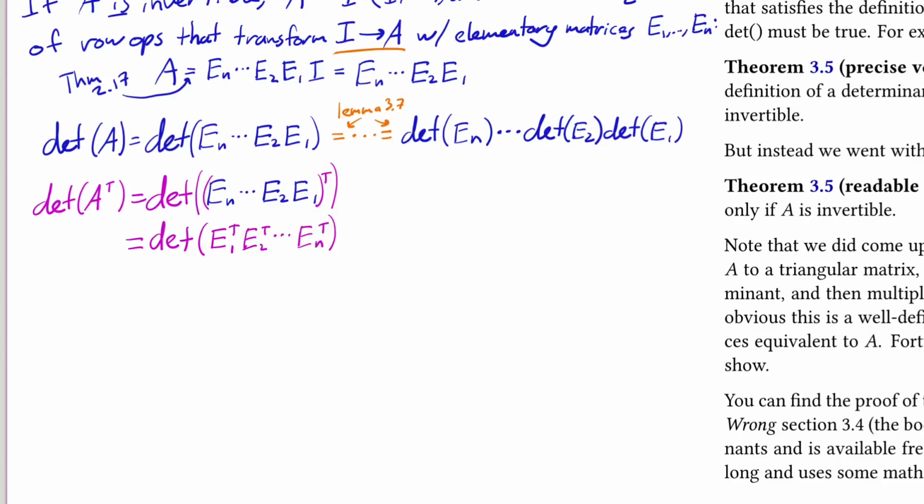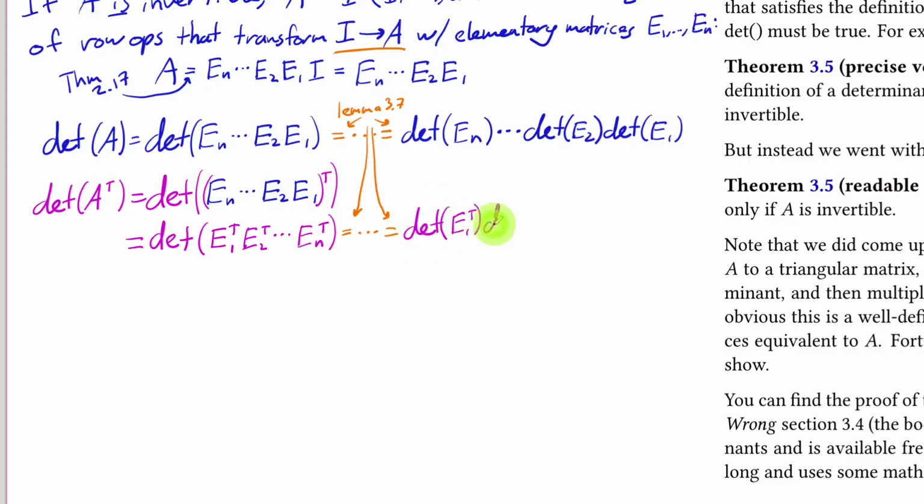So transposes of elementary matrices are still elementary matrices. And so we could still use Lemma 3.7 to separate out the first bunch of them from the last one n different times until you have n different determinants multiplied together. And these are almost the same thing as what we had before, just written in backwards order. But of course, determinants are just numbers, so the order they're written in doesn't matter.